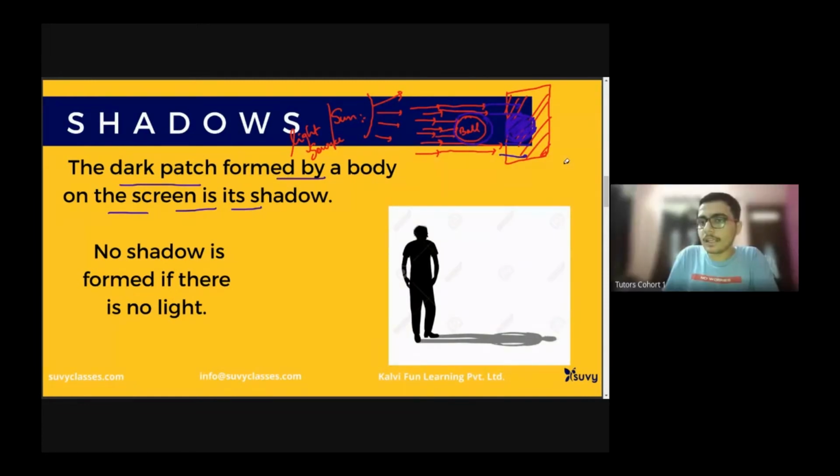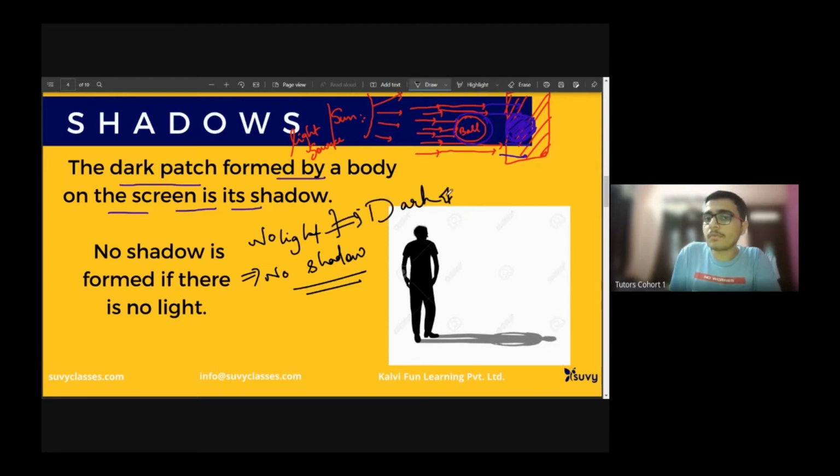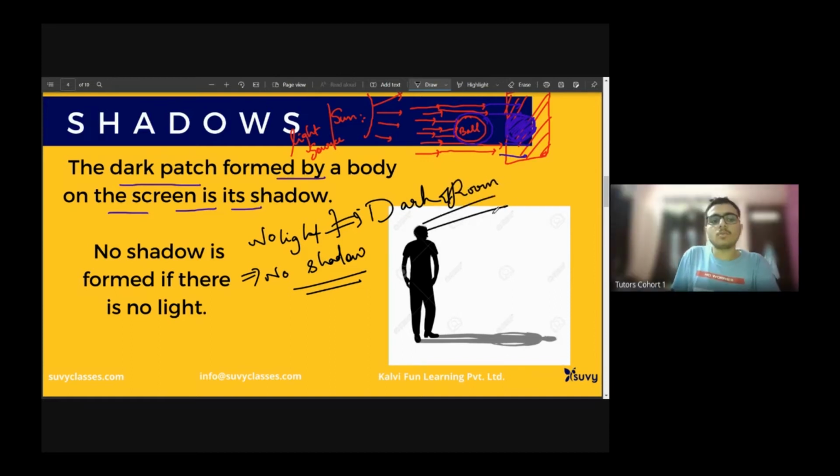I was just saying, if there is no light in the room, no shadow will be formed. Now, a room with no light is known as a dark room. Yes, sir. Yeah, that's the thing that I just wanted to say. There is no shadow formed if there is no light.